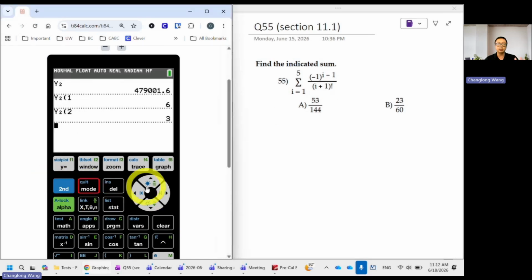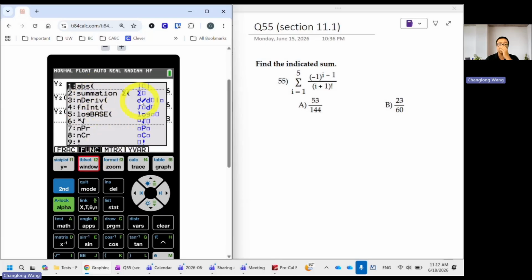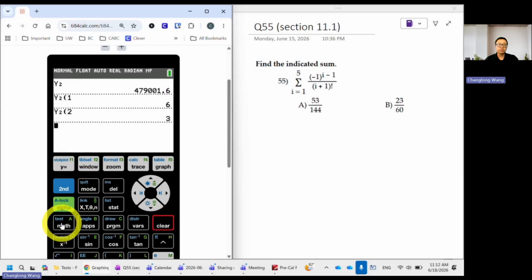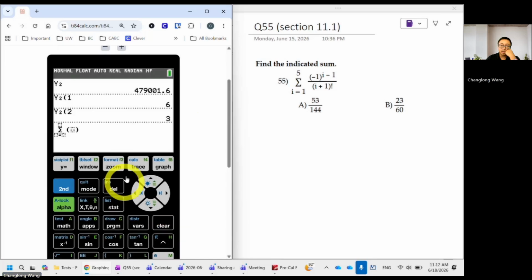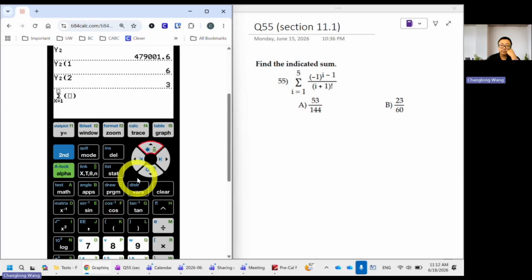But I do want to make sure that you know, again, different models might be a bit different when it comes to accessing the summation notation. So for the CE, the shortcut is alpha window. Then you have number 2 as the summation notation. Or if you do it the standard way, you go to math, go down, and you find the summation notation that way. But either way, you get to specify whatever index you want to use. So I'll still go with x, as long as I know that x is going to be an integer. So start from 1, end at 5.